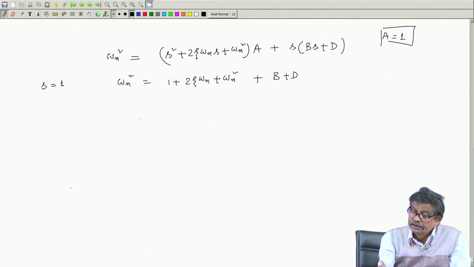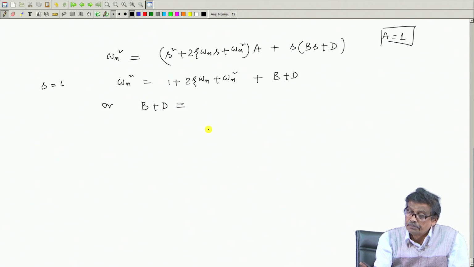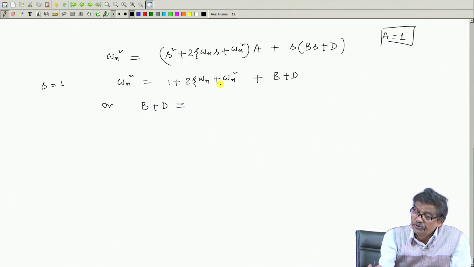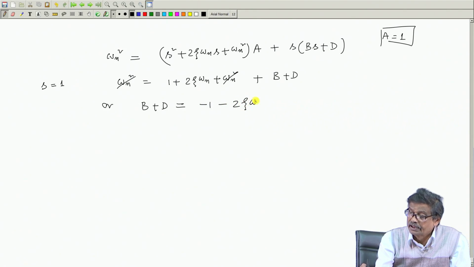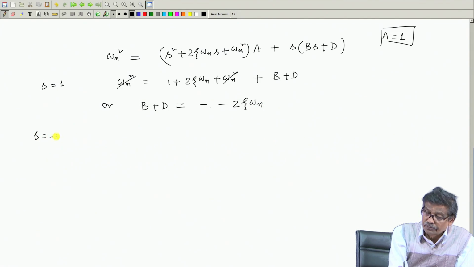That is what I will get, or I will get B plus D. Two equations I have to form involving B and D. If you bring it to that side, B plus D, omega n square goes. So, it will be minus 1 minus 2 zeta omega n. This is one equation. Then put S equal to minus 1.